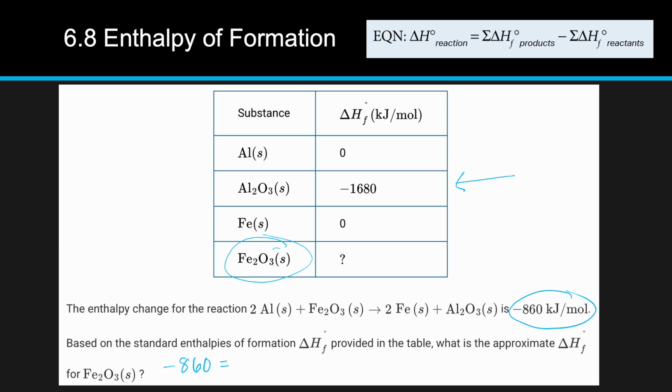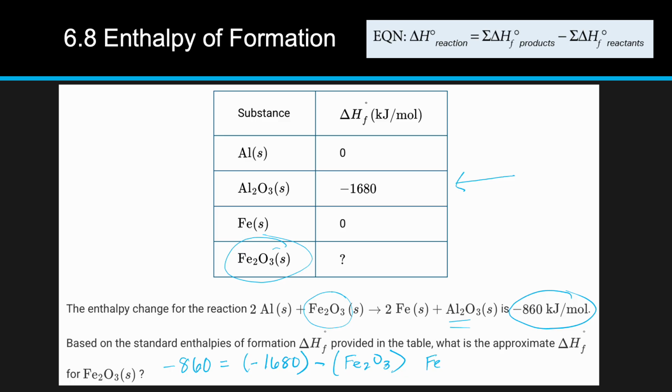And we know we do not have our reactant, but we do have our product. So our product is negative 1680, and that's going to be minus our reactant, which is Fe2O3. So that's what we're solving for. Now in order to solve for that, we're going to add over our 1680 and then change the sign because there's a negative in front of Fe2O3.